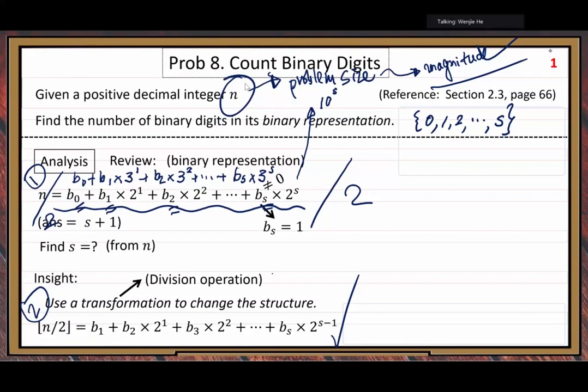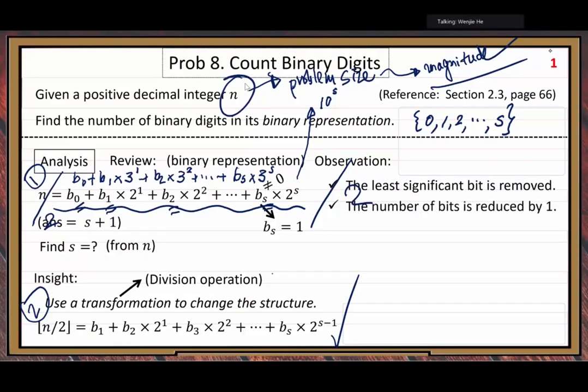So next step, we need to look at the recurrence relation. Here you can see the observation. The first one: what is the change? Here, we want to consider the change, right?